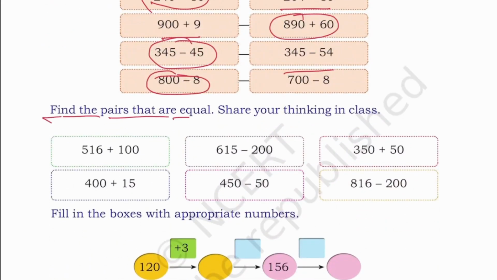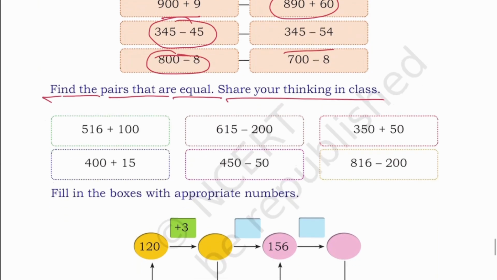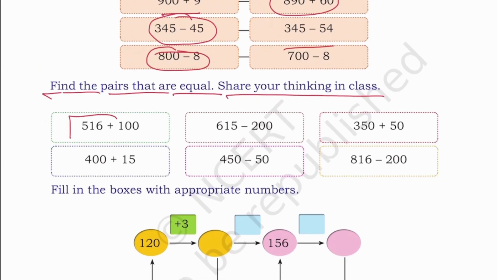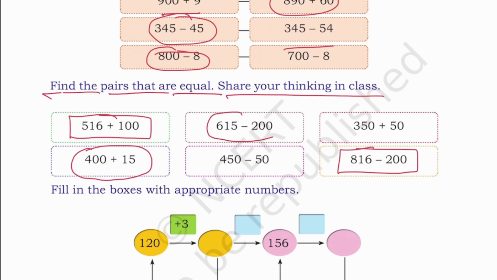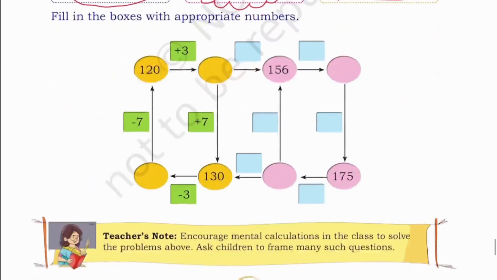Find the pairs that are equal. Share your thinking in the class. For example, 516 plus 100, that is 616, or 800 minus 200, that is 616. 400 plus 15, that is 415, or 615 minus 200 is equal to 415. 450 minus 50 is equal to 400, or 300 plus 50 is equal to 400.